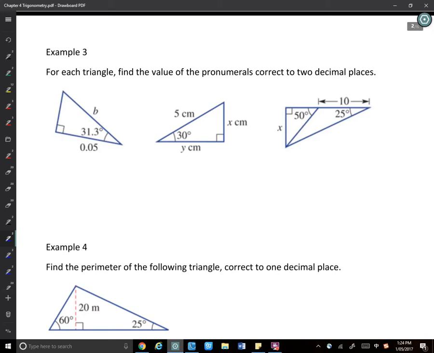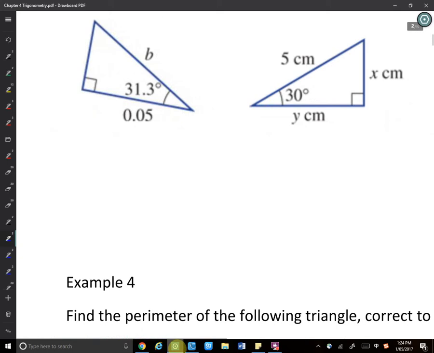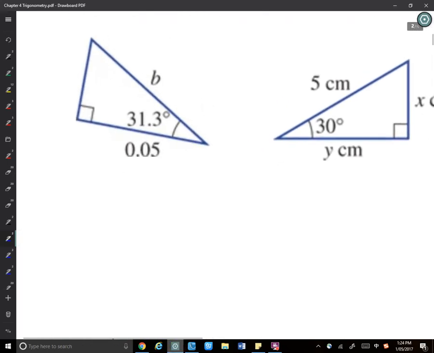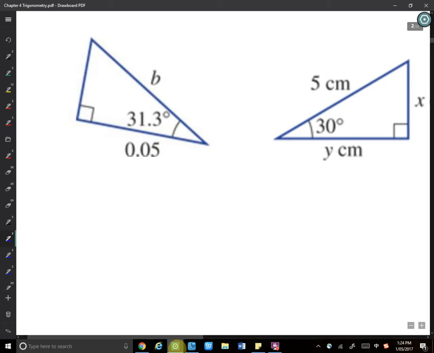Okay, number 3. Example 3. For each of these triangles, find the value of the unknown correct to 2 decimal places. Let's see, this is a right angle triangle, and the angle given to us, we have hypotenuse is this, and that one is adjacent.